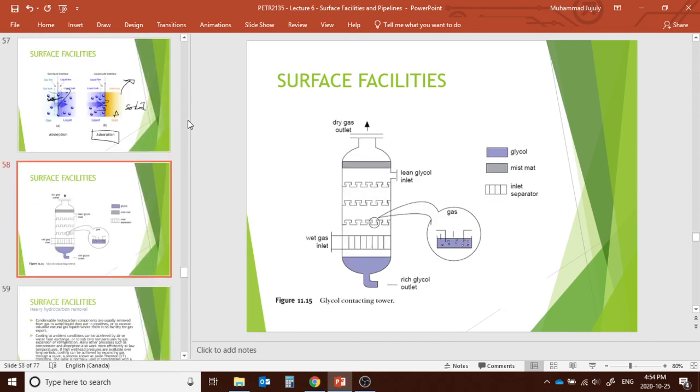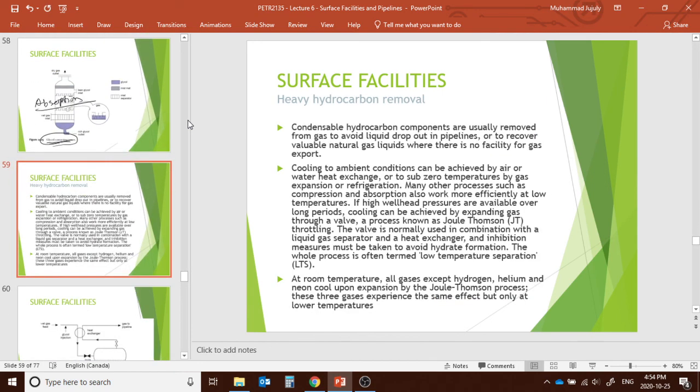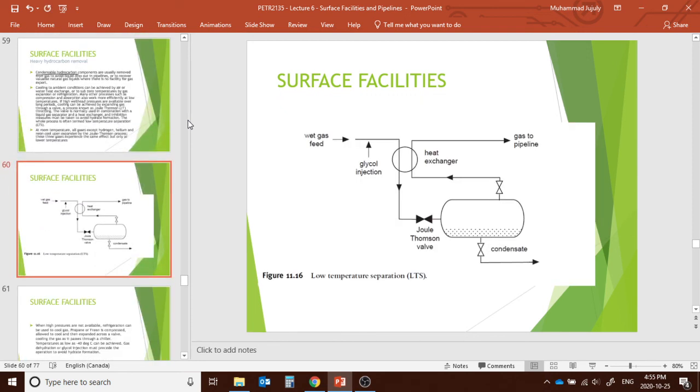Okay, so there are different types we can actually use. This is one of the examples of the glycol absorption process. All right, so heavy hydrocarbon removal, how can we actually remove the heavy hydrocarbon? Gas condensates, the hydrocarbon inside the gas, are another big challenge for us. So we have to remove it. How can we actually remove it?